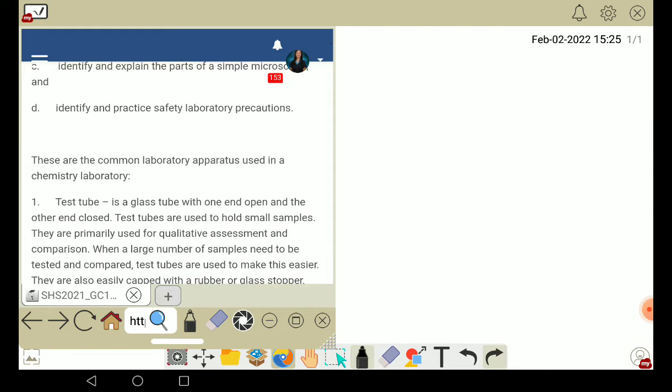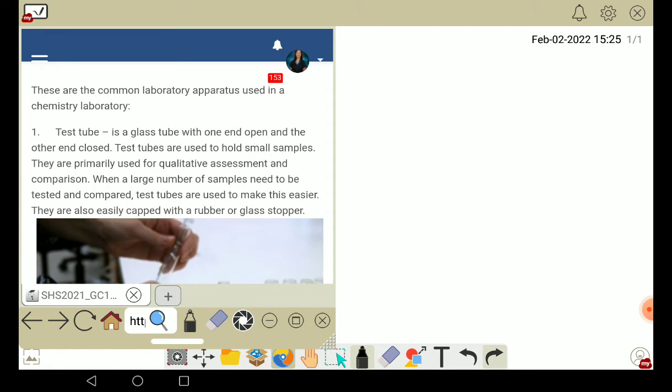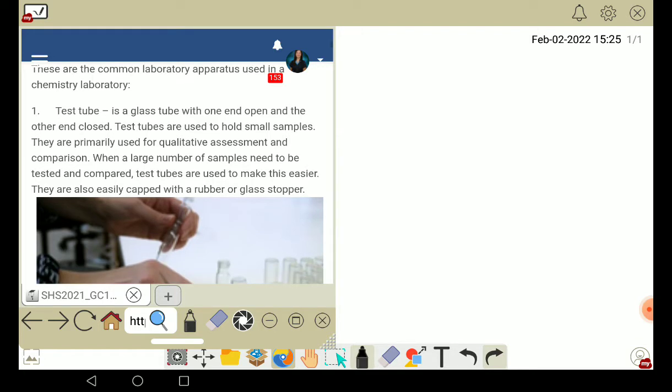Okay, so we are going to start with the common laboratory apparatus that we are using in the chemistry laboratory. Of course, the first one will be the test tube. A test tube is actually a glass tube with one end open and the other end closed. It is used for holding small samples. They are primarily used for qualitative assessment.